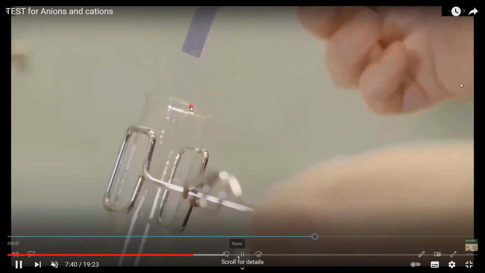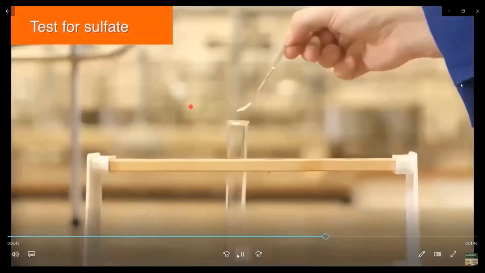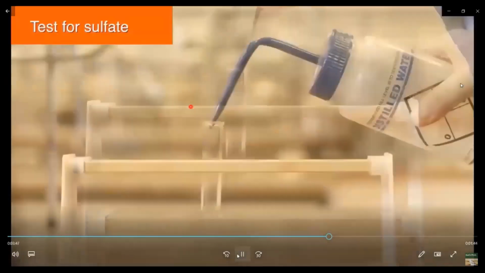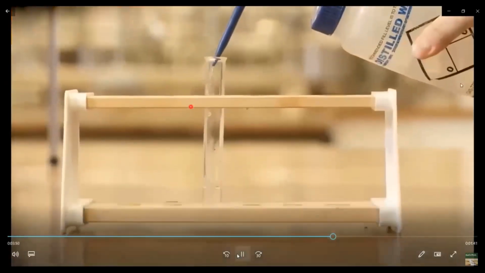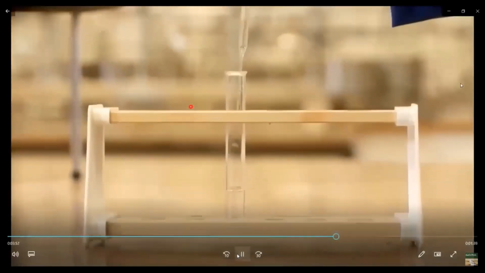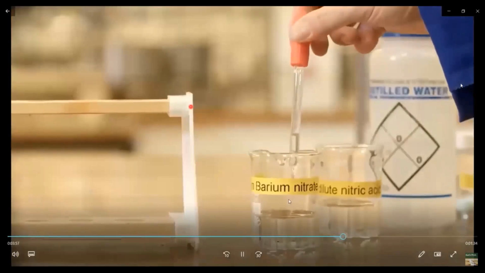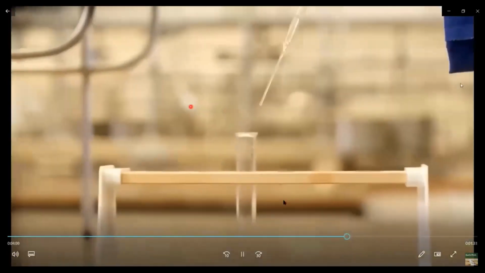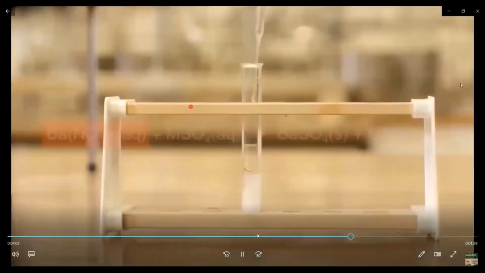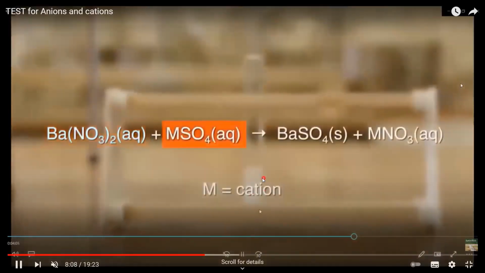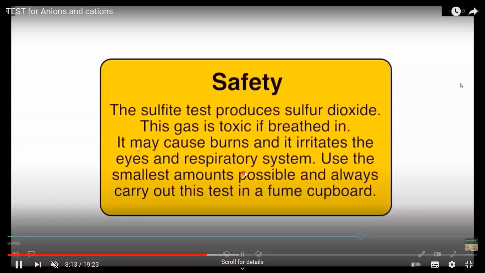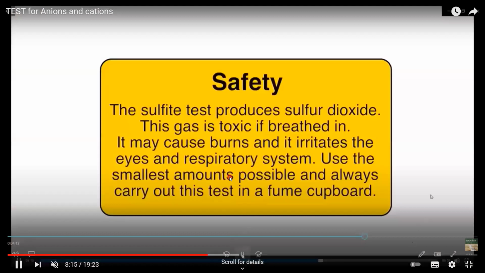Then if we want to identify or test a sulfate ion, we make a salt solution first, and then we add nitric acid followed by drops of barium nitrate, a small amount. We'll observe a white precipitate. You can see here the white precipitate. What does the white precipitate show? The white precipitate shows the formation of barium sulfate. So this was the test for sulfate ion.